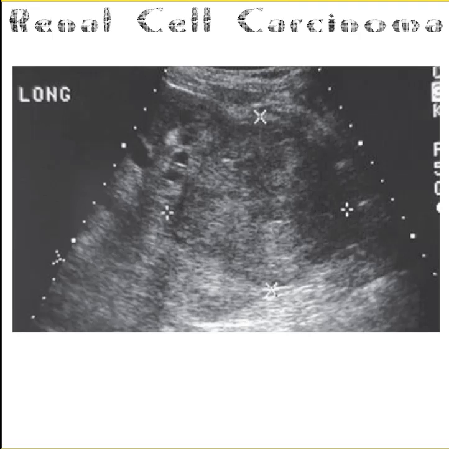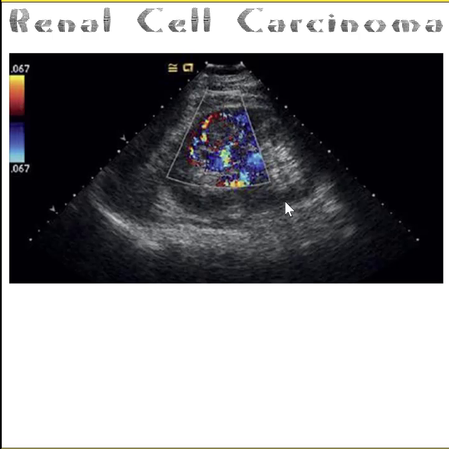Here's another rather large example of renal cell carcinoma. We can see the kidney kind of off to the side here, but then we have the carcinoma hanging off the end here. It's rather large. We can see that kind of pseudo rim. The walls are irregular. We have a heterogeneous center. Here's an example with color turned on. We have that vascular rim around the outside of the renal cell carcinoma, and then we also have internal vascularity.